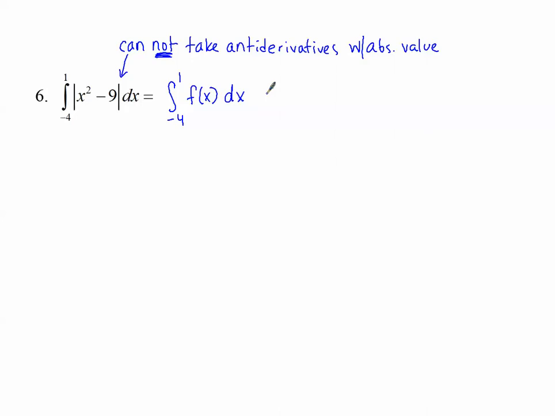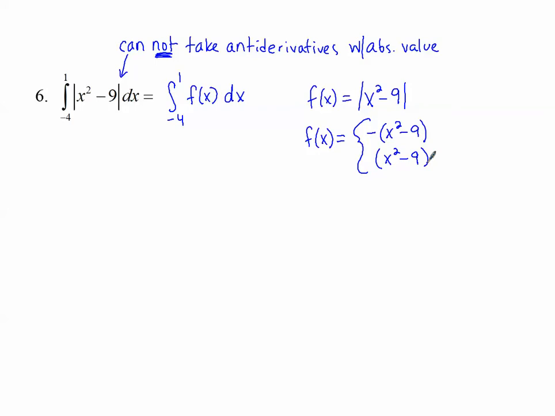So how do we write this function f of x, which is the absolute value of x squared minus 9, without absolute value? Piecewise. Because remember, the absolute value means the distance from 0, so it will always be positive. Therefore, if I take away the absolute value, it is possible that we have the negative of the quantity x squared minus 9 or the positive of the quantity x squared minus 9. When do those two different expressions occur?